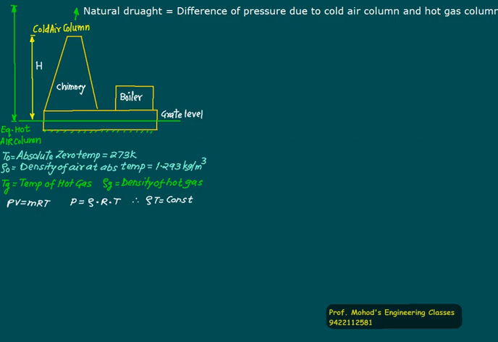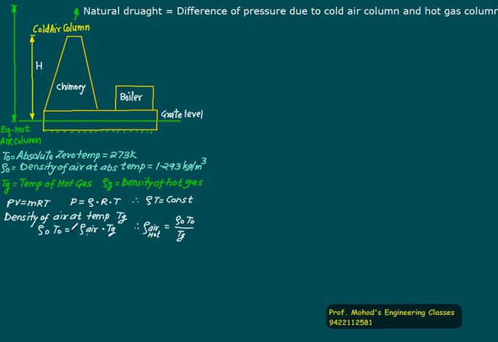According to the ideal gas equation, PV equals mRT. M divided by V is called density, so P equals rho into RT. Since the pressure and the gas constant are always constant, rho into T is a constant value. We will use this relation to develop the relation between density rho g and rho 0.